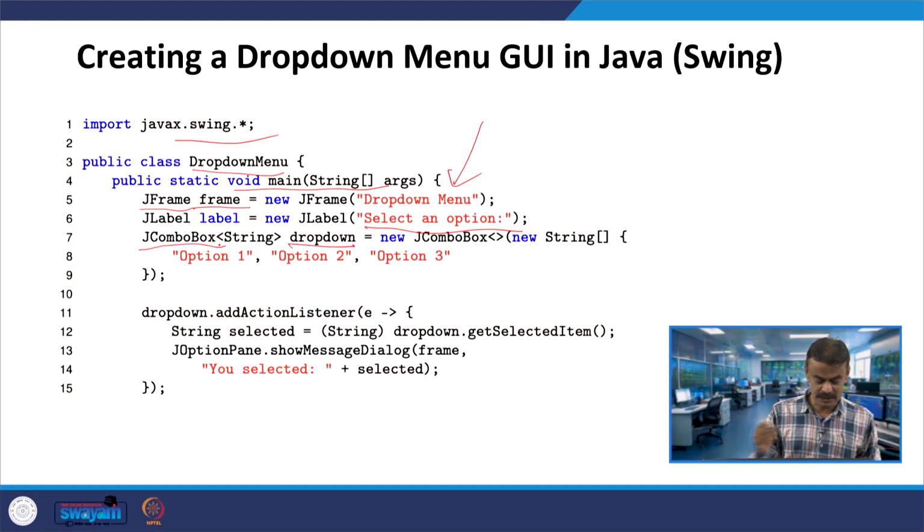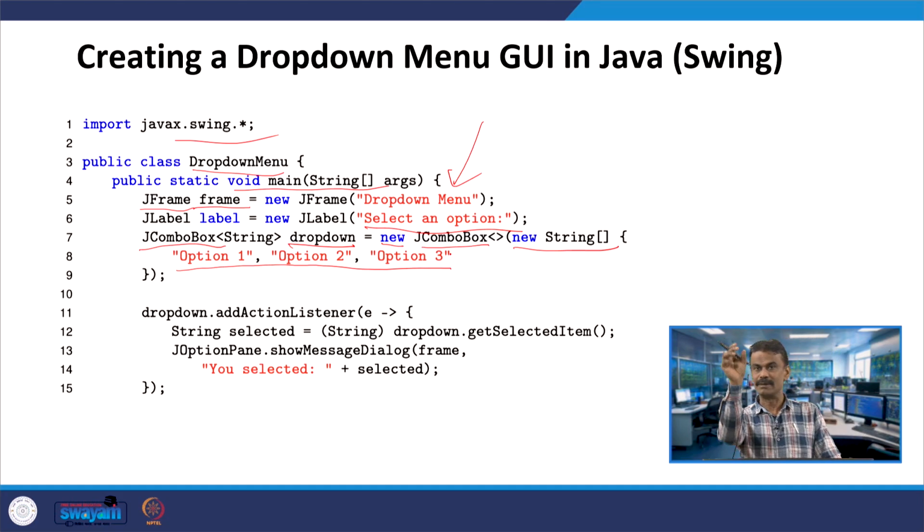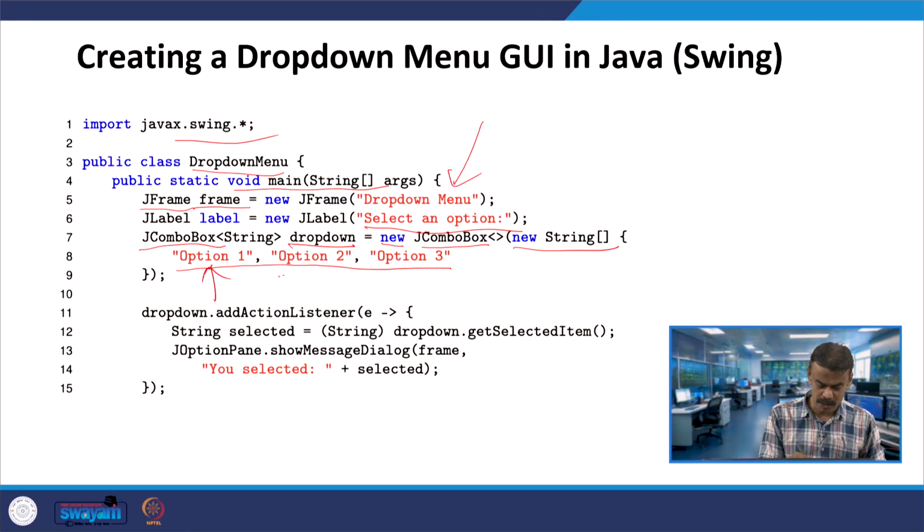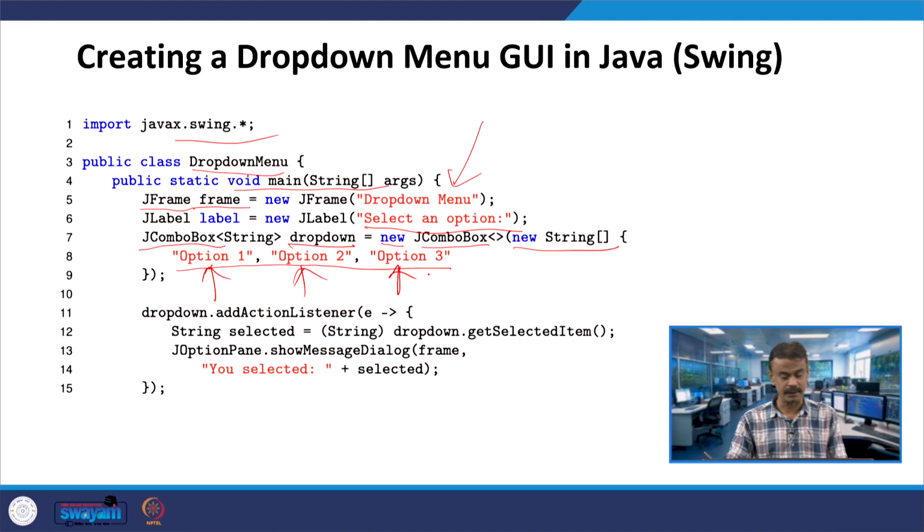Here you have an object dropDown under JComboBox of String, meaning you have dynamically allocated memory with the constructor. The string array contains option 1, option 2, option 3, which will come as a drop down menu. Suppose you are choosing a country in some portal, you get a menu like that. Here we call it option 1, option 2 and option 3, and we are going to see this.